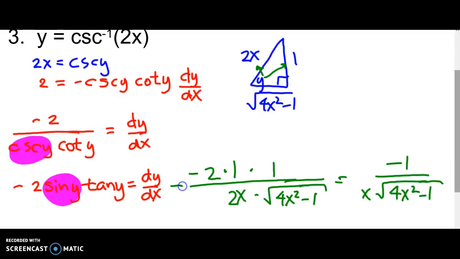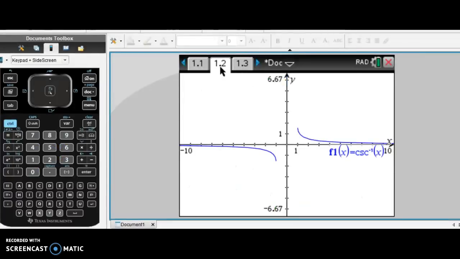So that's what dy dx is equal to. Wait, though, that's not what dy dx is equal to. It's almost what dy dx is equal to, but I want to look back to our original warm-up. If we originally said inverse cosecant is always decreasing, what does the sign of the derivative always have to be? Tell your partner.